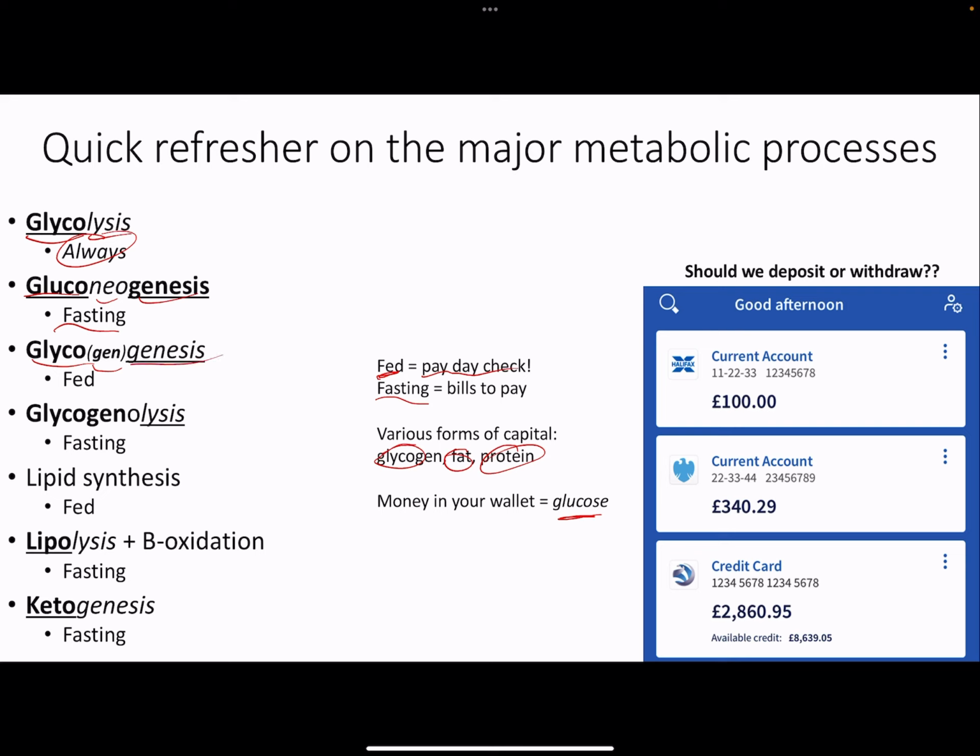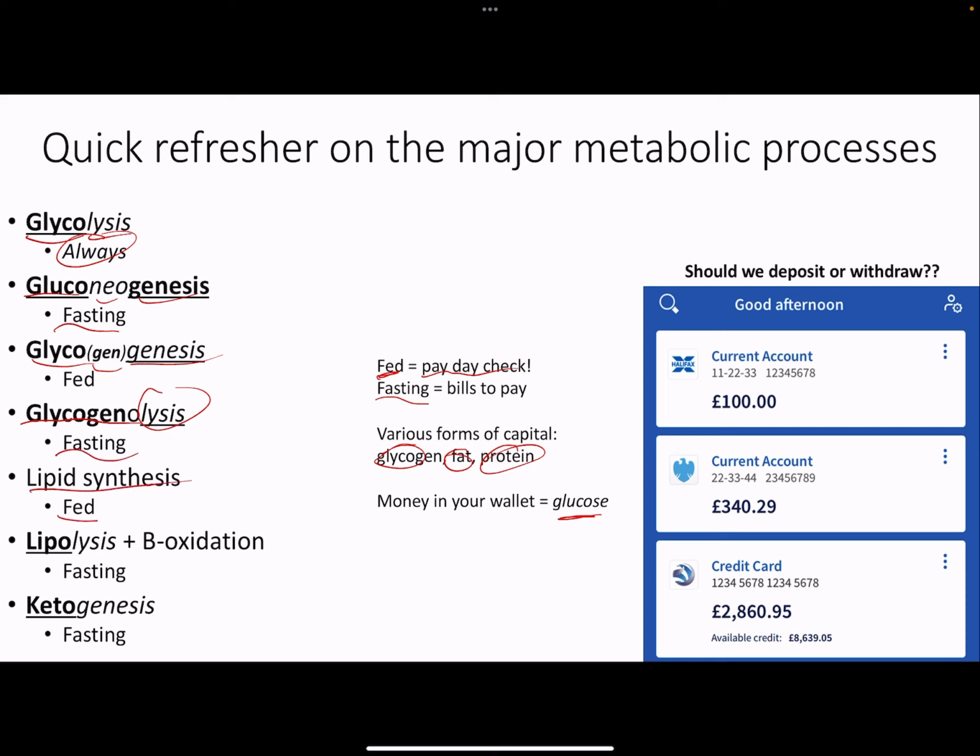Glycogenesis, making glycogen. This is only going to be in the fed state. You can only afford to store this away for a rainy day, push it in your special bank account of glycogen, if you have just gotten a huge check in the mail from your work. The opposite is like, oh, there are so many bills that I have to pay. I need to take some money out of the bank. I need to sell my car. I need to somehow liquidate some of my capital to make money so that I can pay my bills and feed my family. And so that's a fasting state.